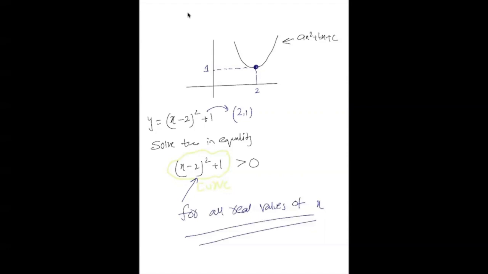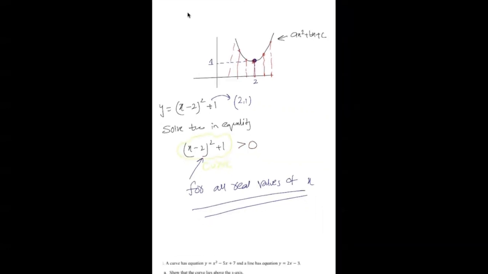Why? Because if I take x as 3, I'm going to get a positive value. If I take x as 4, I'm going to get a positive value. If I take an x value less than 2, I'm still going to get a positive answer. Even at 2, I'm going to get a positive answer. So the question was, what is the solution set for this inequality? The solution set is all real values of x. There is no single value which is going to give you a negative value because the entire curve is lying above the x-axis.